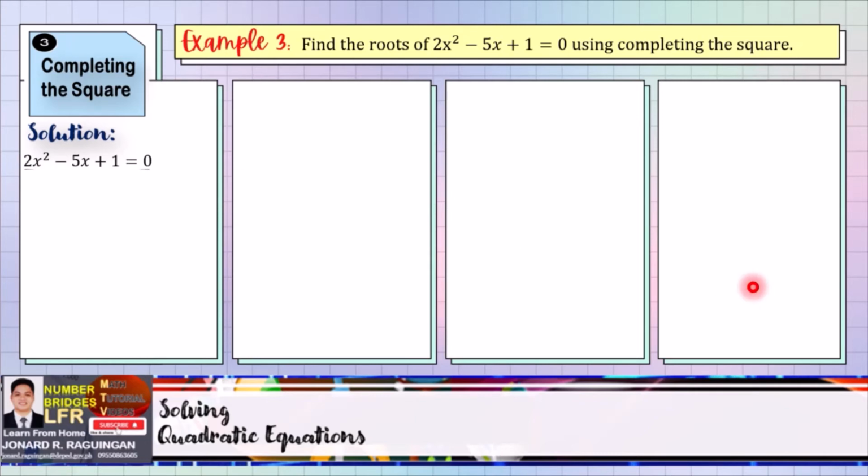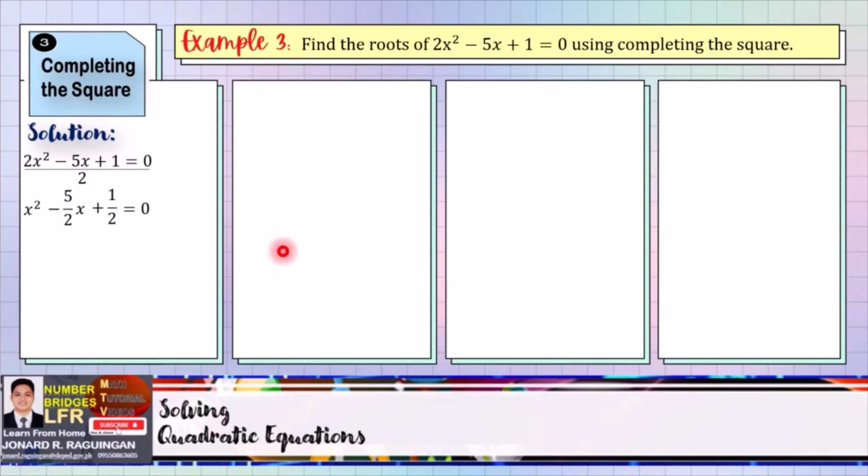So that is divided by 2. That is, 2x squared divided by 2 is x squared. Negative 5x divided by 2 is negative 5 all over 2x. 1 divided by 2 is positive 1 half. Is equal to 0 divided by 2 is 0. Then simplify. All variables must be at the left side. All constants must be at the right side.